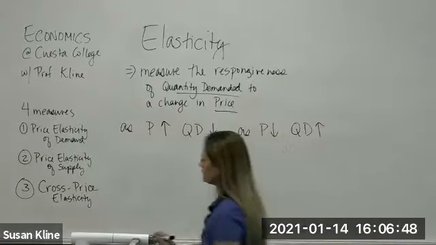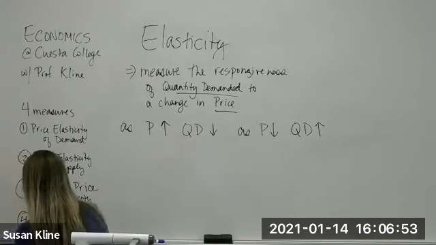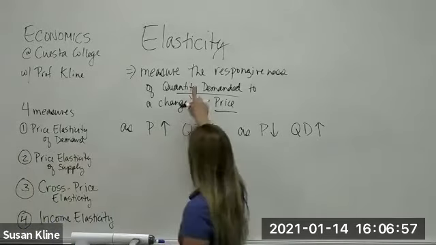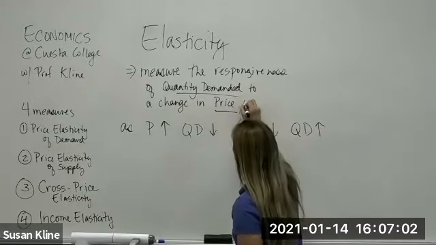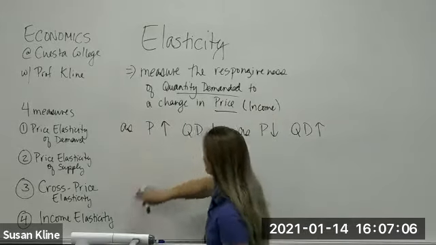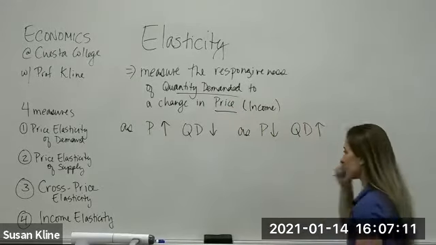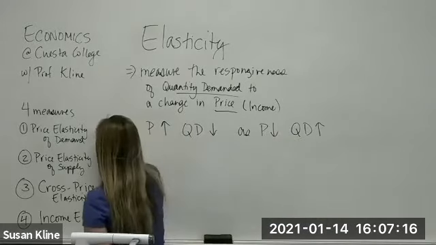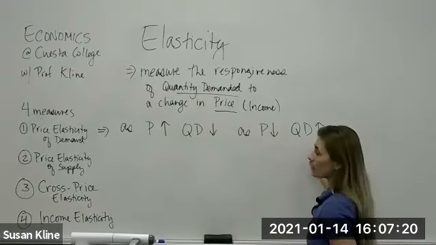The fourth one is going to be income elasticity. And so the definition would change to be the measure of the responsiveness of quantity demanded to a change in income, right? So as the titles change, we're going to change just ever so slightly this definition, right? So as we begin by thinking about the price elasticity of demand, as price goes up, quantity demanded goes down. As price goes down, quantity demanded goes up.